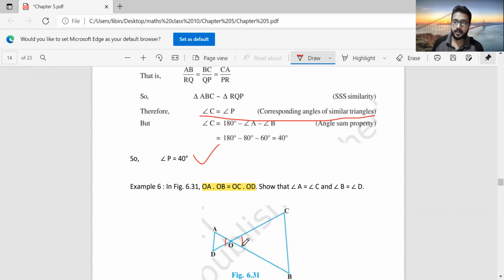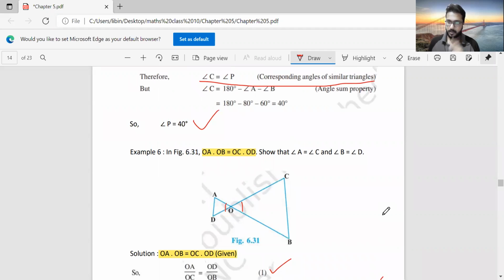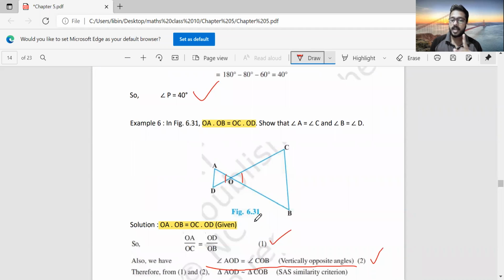And angle BOC. Look at both these angles. What you can see is that these two should be equal since vertically opposite angles are equal, and we are calling it equation number 2. So what we have here is that OA by OC as well as OB by OD are equal. So the ratio between the sides of two different triangles are in the same ratio. And one more thing is there, one angle is equal.